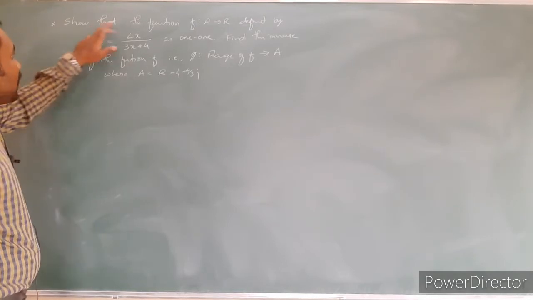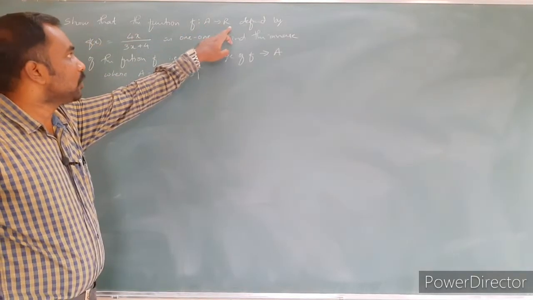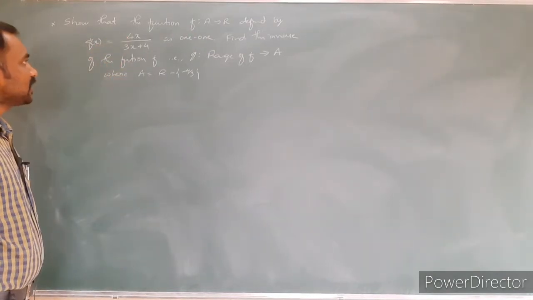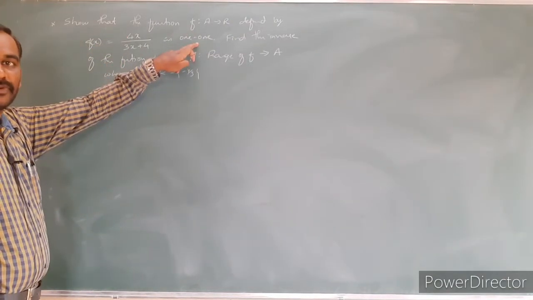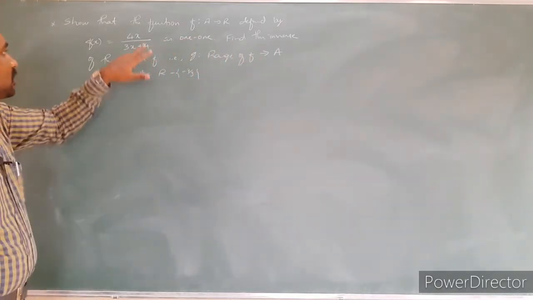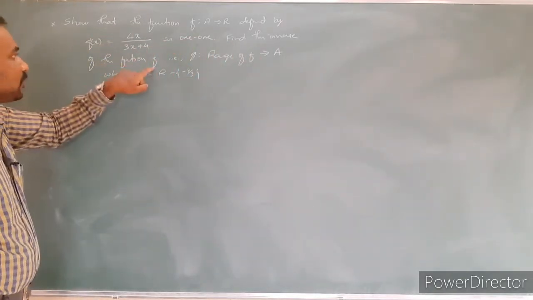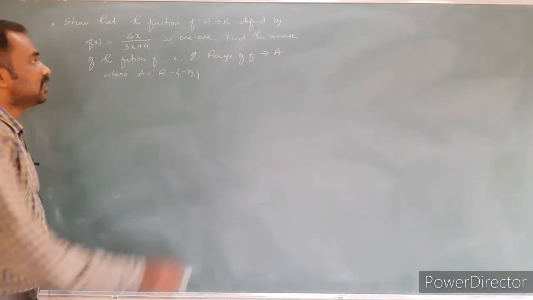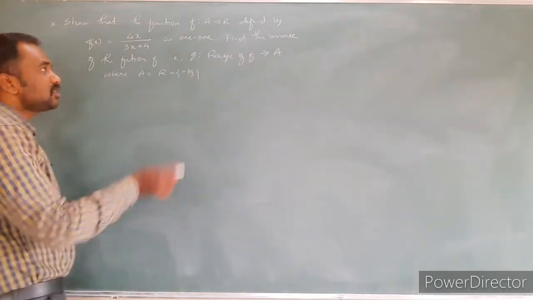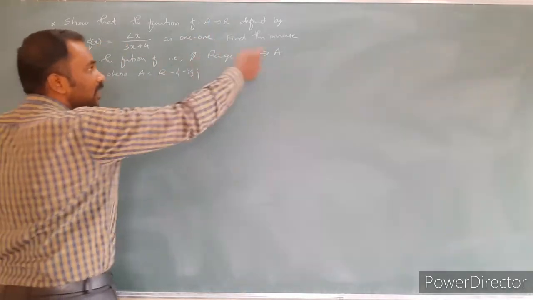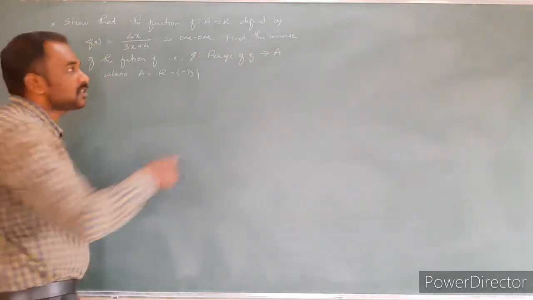Show that the function f from A into R defined by f of x is equal to 4x divided by 3x plus 4 is 1-1. We need to prove or show that it is 1-1 only, and find the inverse of the function f. This function f inverse we need to find. What is the inverse of f? That is a function g. How is that g? The domain set is the range of the function f, and the codomain set of the function g is A.